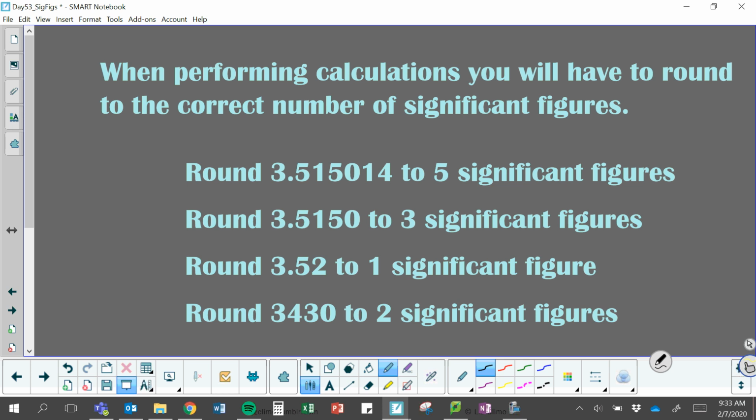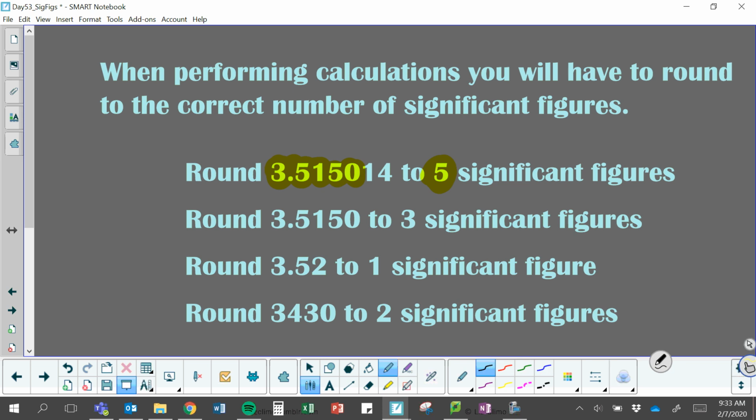Okay, so when we're using significant figures, we need to be able to round our numbers to the right number of significant figures, because sometimes our calculator will give us lots of numbers and we have to show which ones are the ones we want. So here we're going to practice rounding. So we want to round in this first one to 5 significant figures. So we have 1 number, 2, 3, 4, 5. So that means that's where we're going to round.